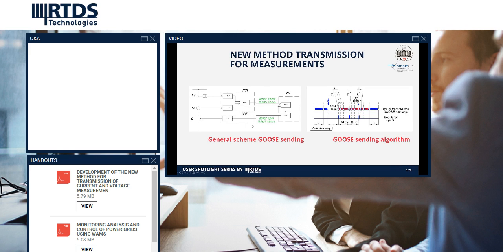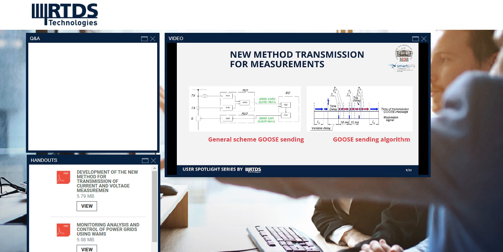I strongly believe that to reduce the load of communication channels with sampled value streams during the transmission of current and voltage measurements, a new method based on GOOSE messages is needed. In the logic unit, there is calculation of phasor values of current and voltage for the cycle of industrial frequency, 20 milliseconds. Then the calculated phasors of current and voltage are transferred with the use of GOOSE messages to the PEC terminals with a certain periodicity.